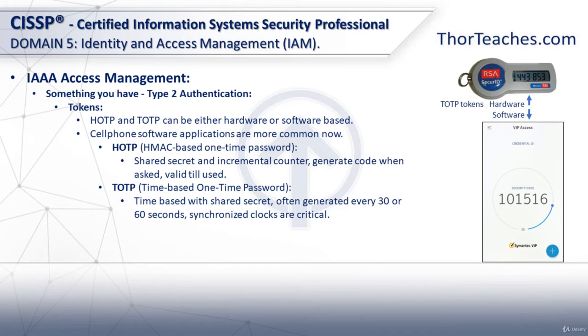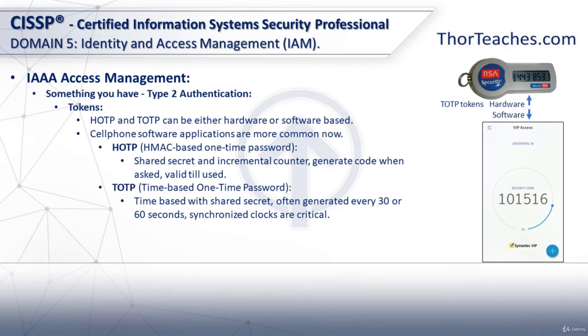I think for the last 10, 15 years, I've used something like this in my daily work. For many years, it was one of the little RSA tags, the hardware tokens you see here. But for the last 4, maybe 5 years, it's been one of the software tokens you can see at the bottom. And they really come in 2 different varieties, HOTP or TOTP. The hash-based one-time password, we use a shared secret and an incremental counter. You click it, it generates a code, and that one code is valid until it's used. Then you can request a new one.